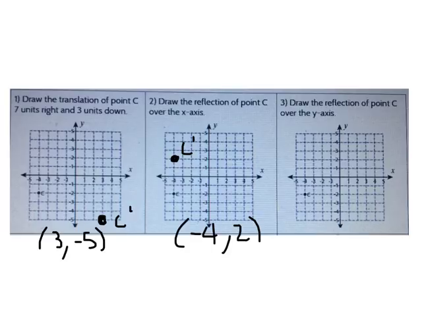Now look at number 3. Draw the reflection of point C over the y-axis. Then, enter the ordered pair for C' in the boxes. C' is located at 4, -2.